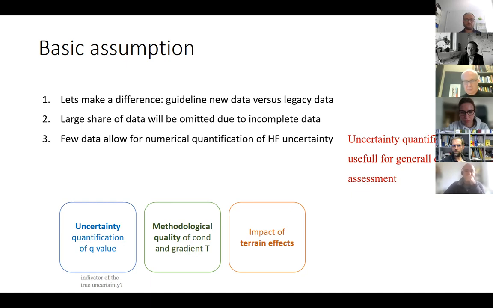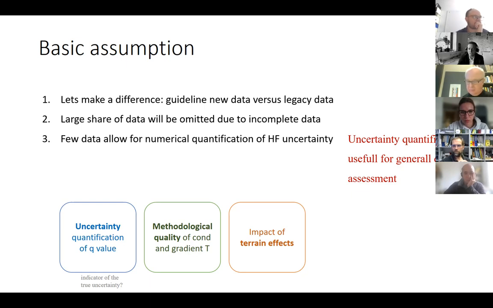And the third point is that only for a minor share of data can we technically calculate the error propagation of heat flow based on the uncertainties of conductivity and temperature gradient. So the uncertainty quantification based on the error propagation can be applied only to a very small share. In the case of German data, that is only 15%. So the implication here is that uncertainty quantification itself may not be a proper item to look at the quality of heat flow data, because it is only applicable to a very small share of data.